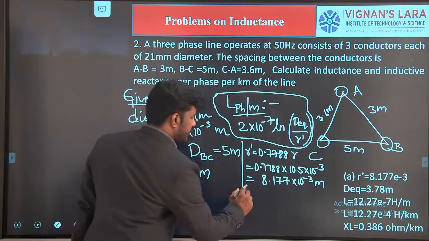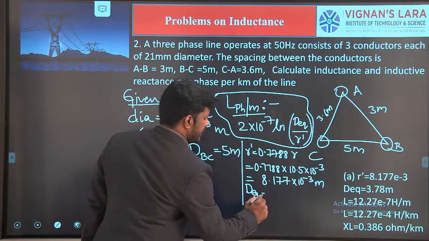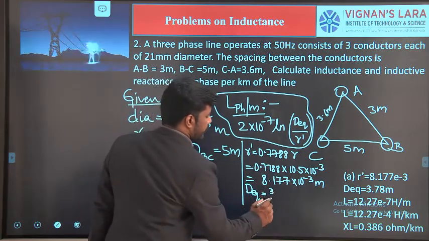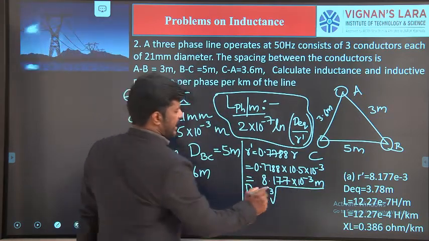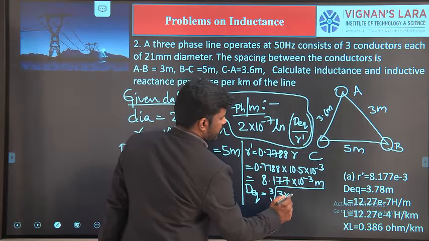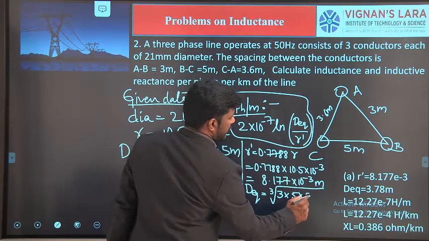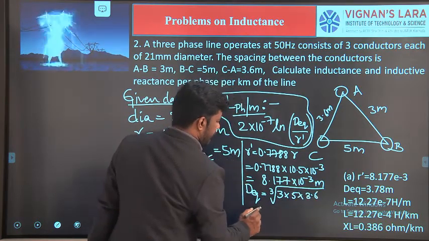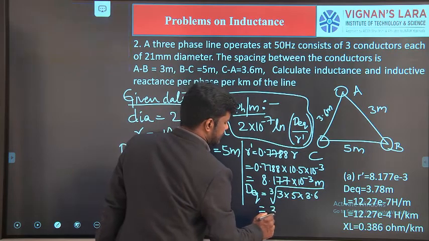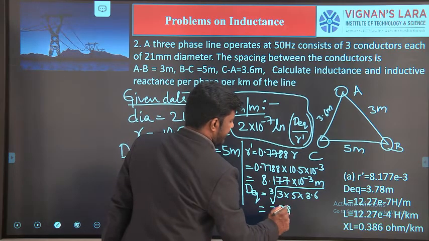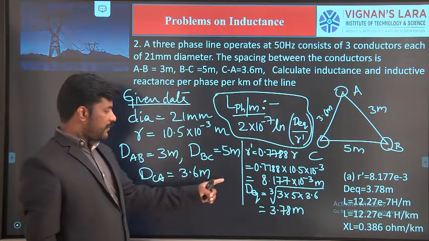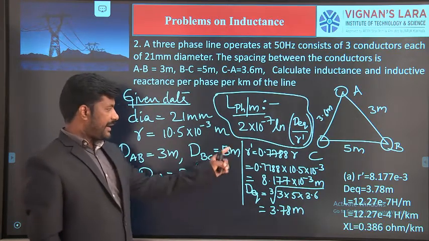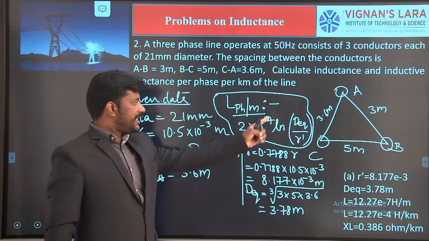In the same lines, I get D equivalent. What is the D equivalent formula? D equivalent is equal to cube root of DAB into DBC into DCA, that is 3 into 5 into 3.6 meters. Simplifying it, you will get this D equivalent as 3.78 meters.